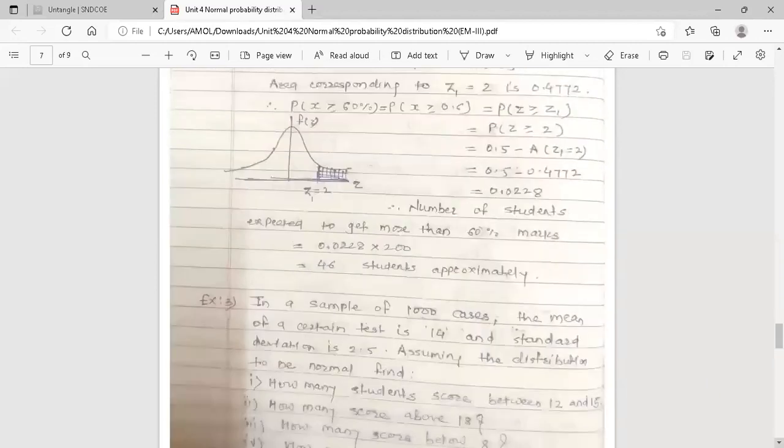This is your answer. Now, the next example is here. In a sample of 1000 cases, the mean of a certain test is 14 and the standard deviation is 2.5. Assuming the distribution to be normal, find how many students score between 12 and 15. How many score above 18? How many score below 8? And how many score exactly 16? There are four sub questions in question number 3.